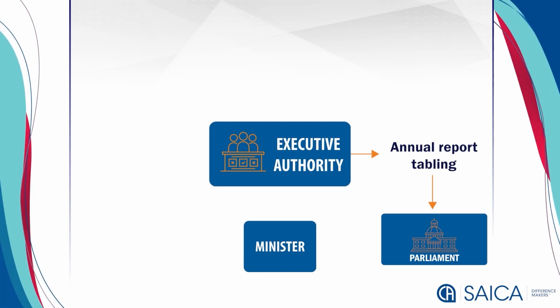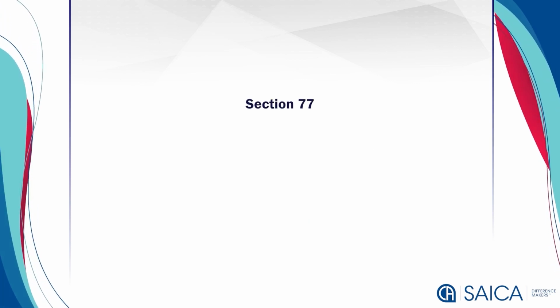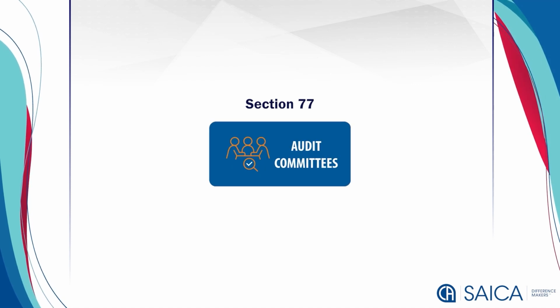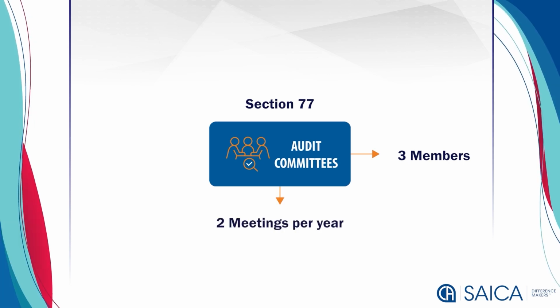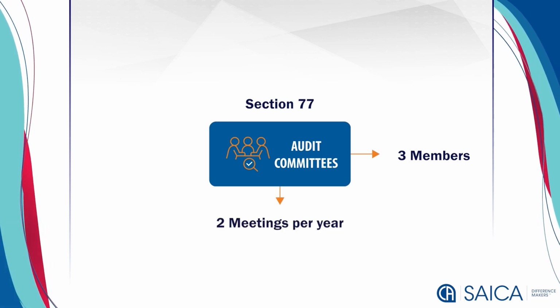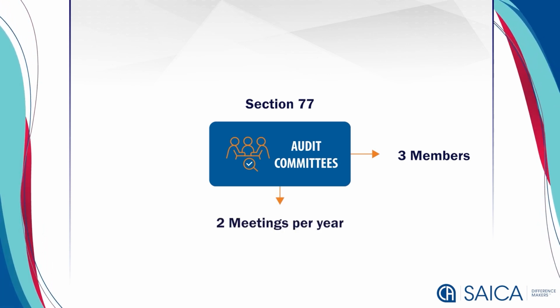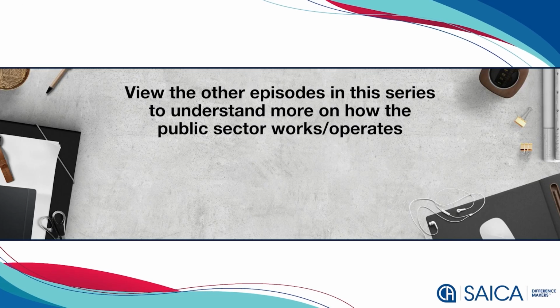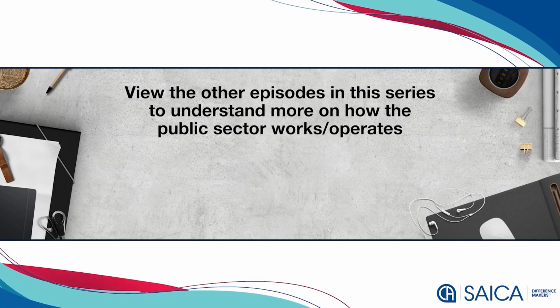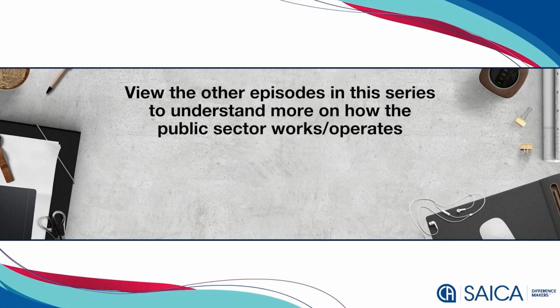Section 77 deals with audit committees and states that audit committees must consist of at least 3 persons and must meet at least twice a year. For departments in particular, 1 member must be outside the public service and the chairperson may not be in the employ of the department.